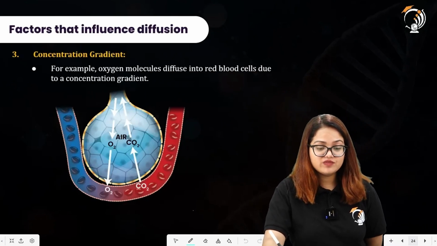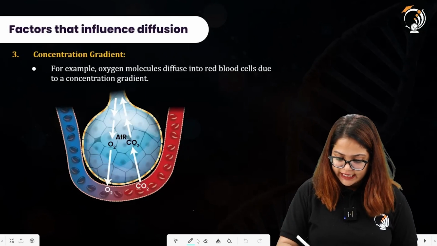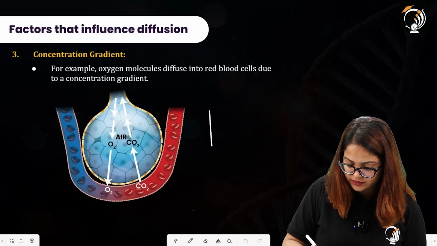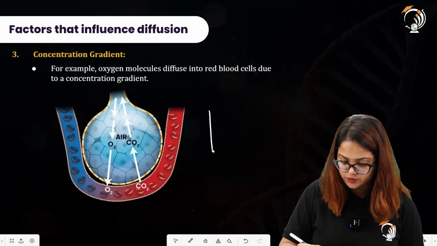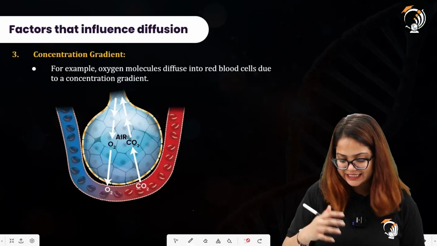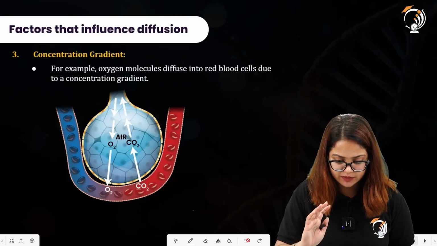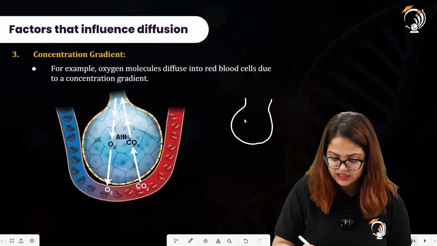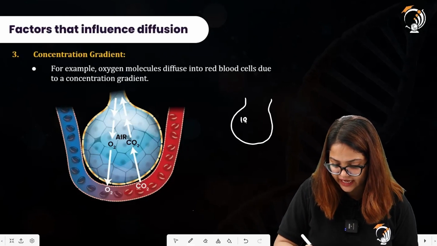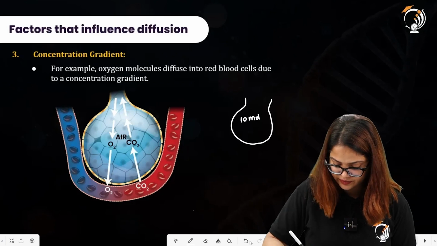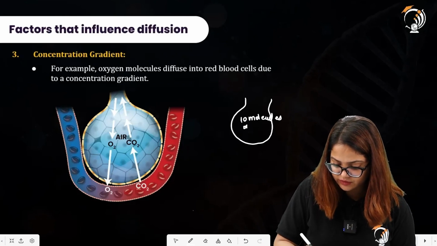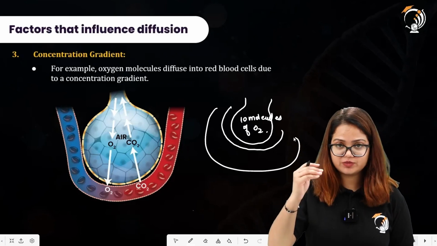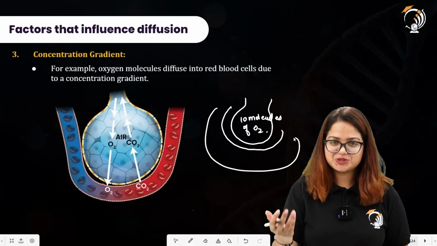The next factor is concentration gradient. Let us take the example of a blood capillary and the alveoli air. Suppose the alveolus has air that has 10 molecules of oxygen in it, and the capillary surrounding it has, let us just imagine, this is basically a hypothetical situation.